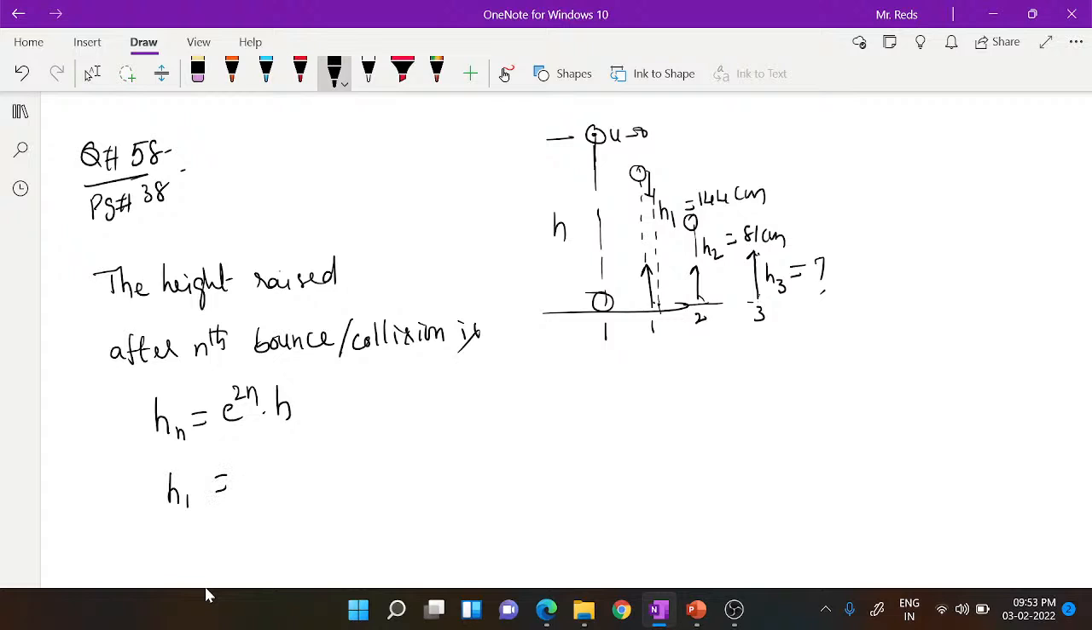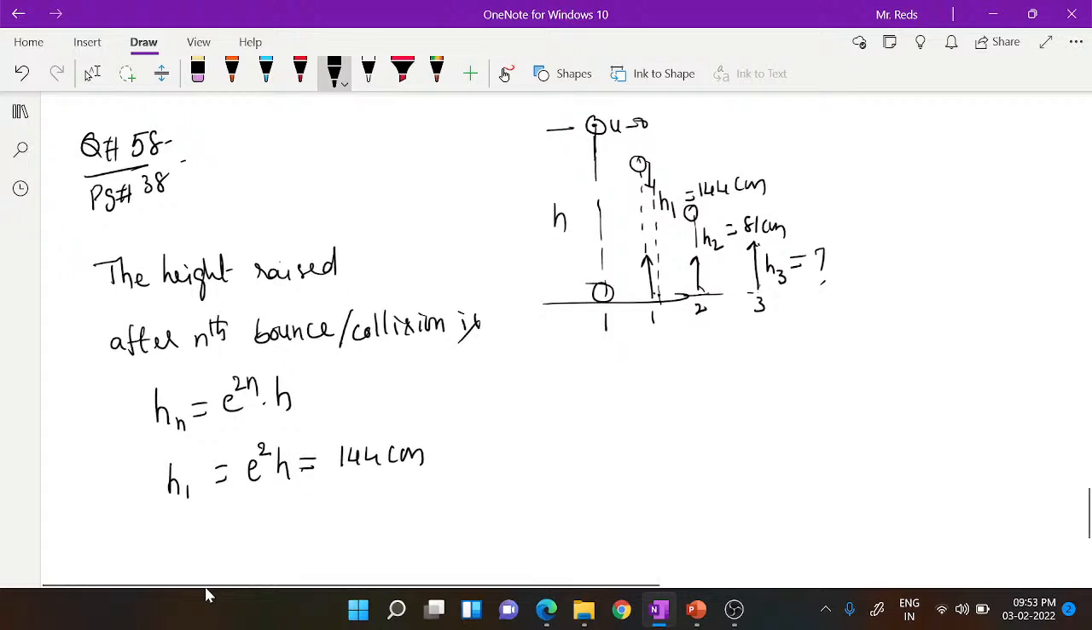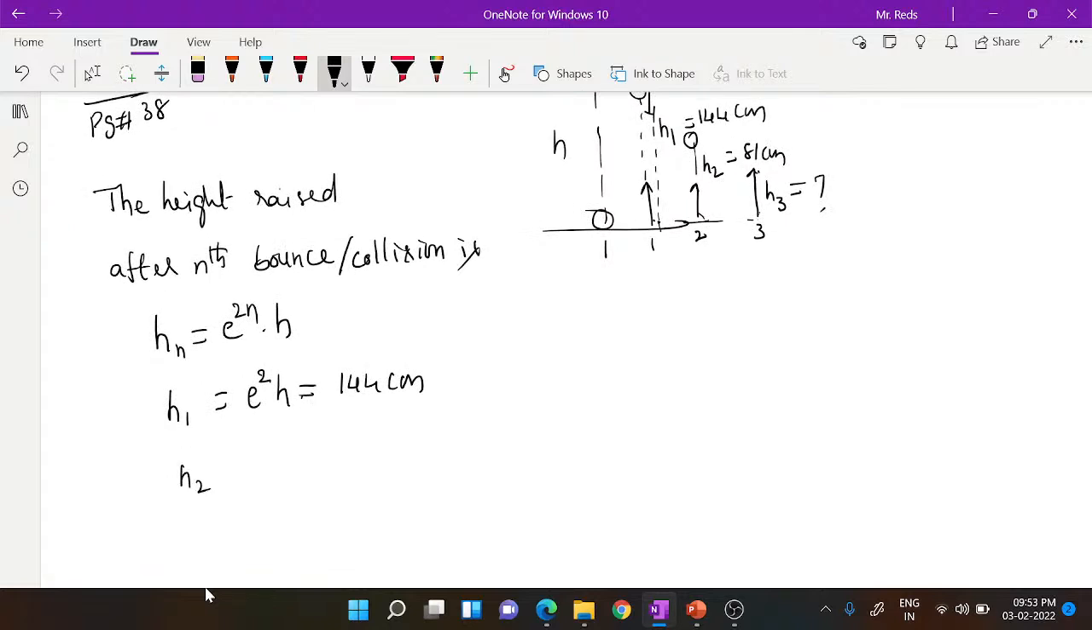Now here it is given that h1 is equal to e power 2 into h. This is equal to 144 centimeters. And after the second bounce, the height raised is h2, which is equal to e power 2 into 2, if you keep n as 2, e power 4 into h, given as 81 centimeters. Got it? But you can also write this as e square into e square h, but e square h is this. From this we can find e.